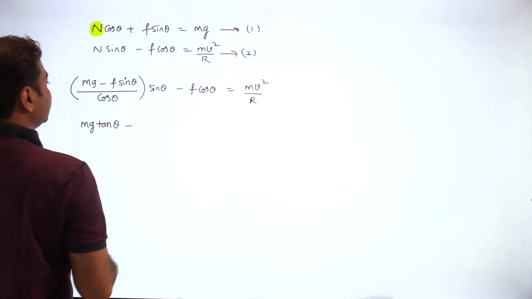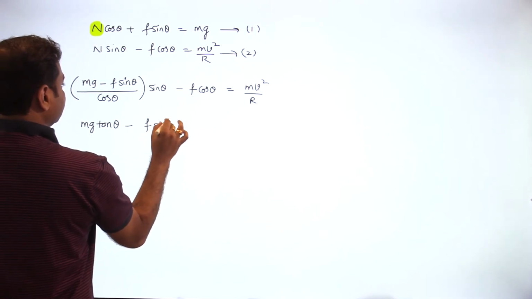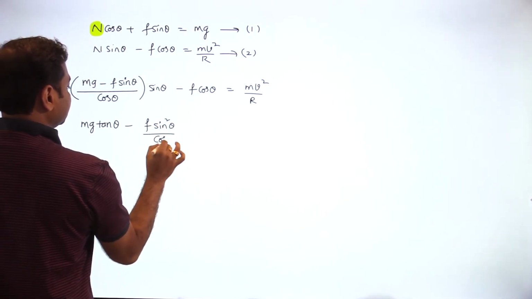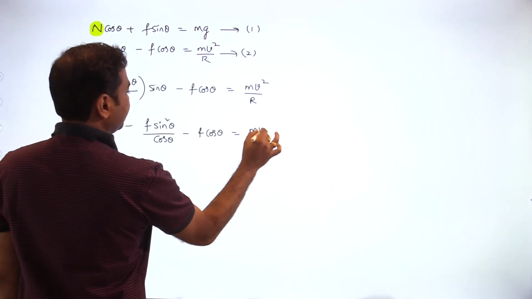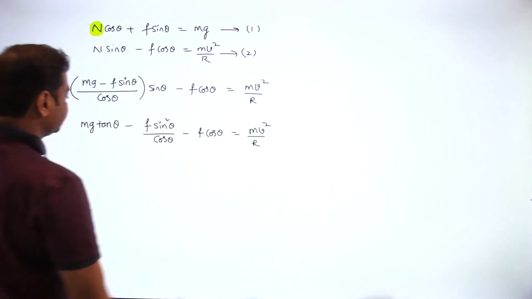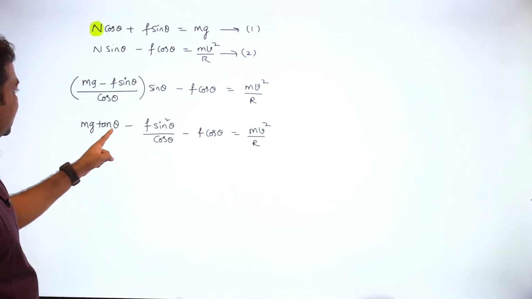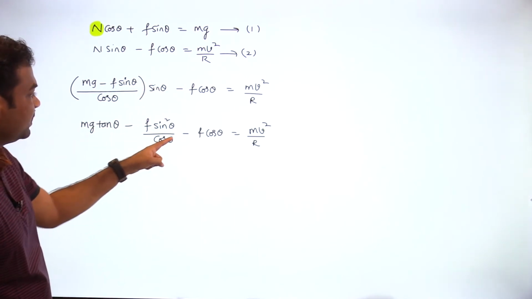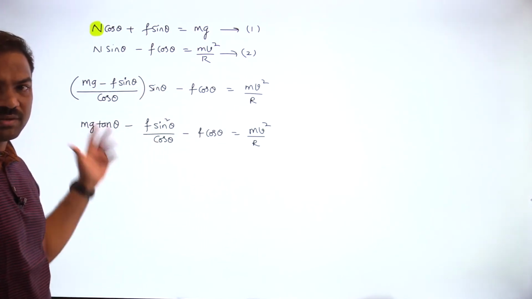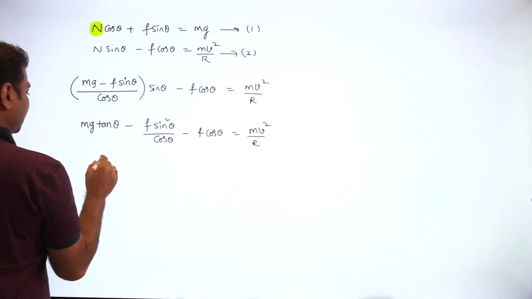minus F sin square theta by cos theta minus F cos theta is equal to mv square by r. Okay? See, mg into sin theta by cos theta, so mg tan theta minus F sin theta into sin theta, F sin square theta by cos theta, minus F cos theta is equal to mv square by r. You can simplify anyway mathematically. I am doing it in this way. Okay. So finally I can find out that value.